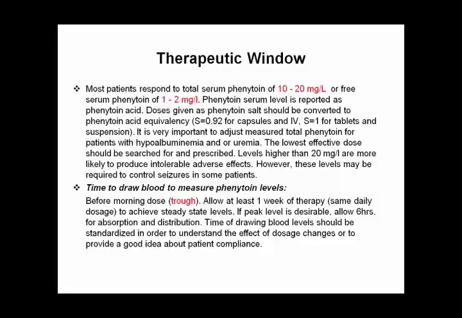We normally measure the trough level before morning dose, and based on that trough level we start learning about the patient and correlate this level with efficacy or toxicity, and also use it to calculate some of the patient parameters if we need to. So total phenytoin level is 10 to 20, free phenytoin 1 to 2, and we measure trough.